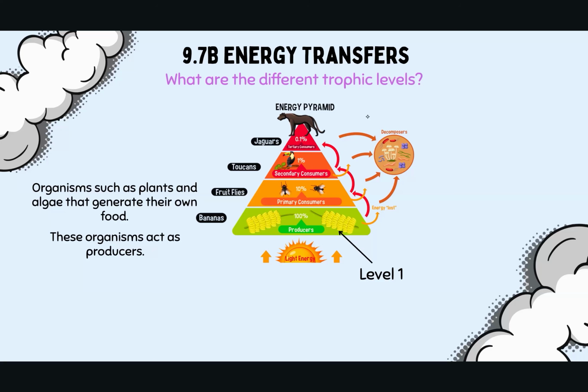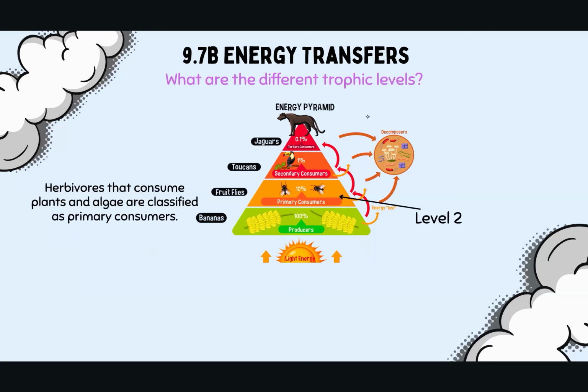Now, usually the amount of energy they take from the sun is about 1%. 1% of the sun's energy. But what we're going to look at here is we're going to say plants have got 100% of the energy. Now, the primary consumer eats the corn, eats the plant or whatever it is. In this case, it's bananas. The fruit flies eat it.